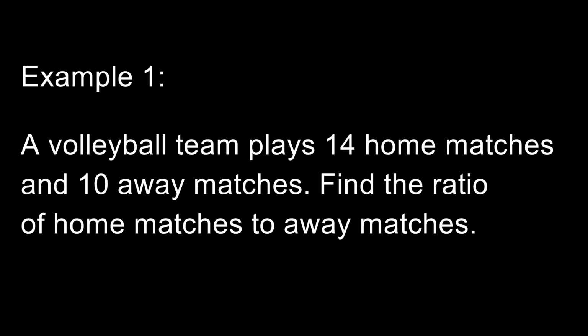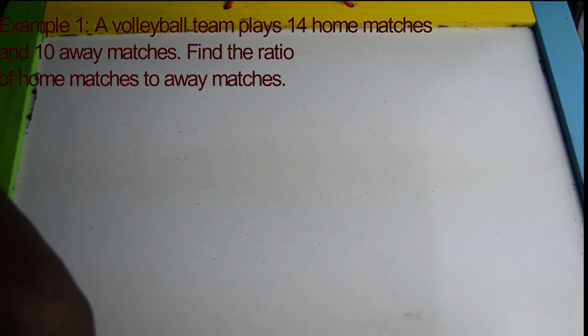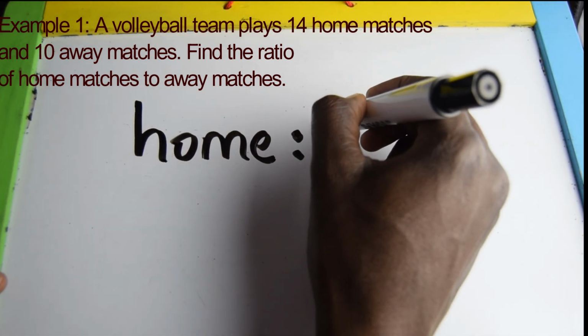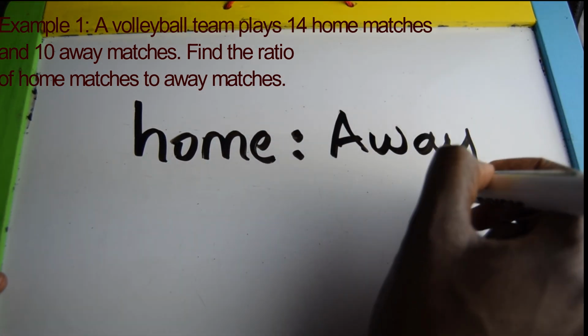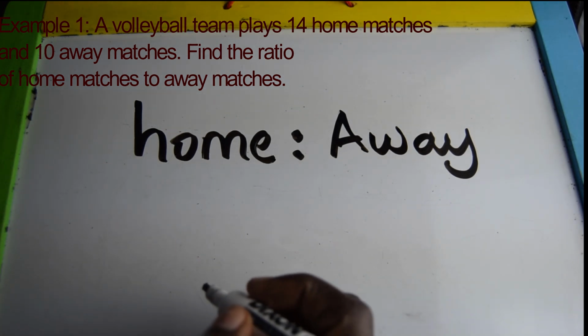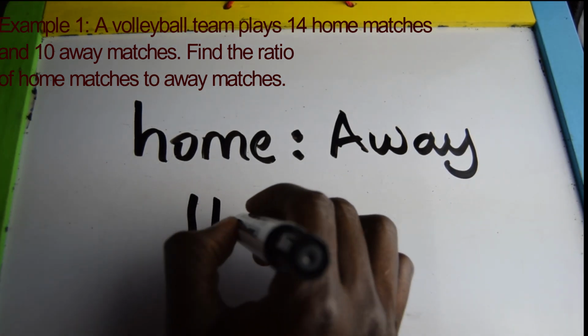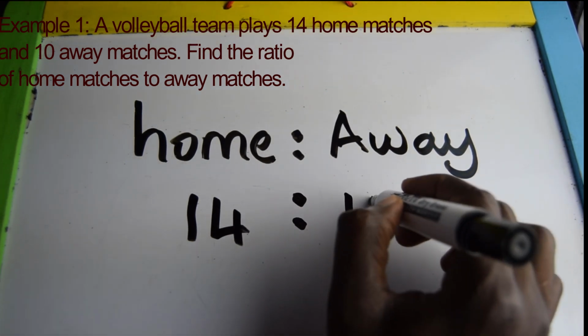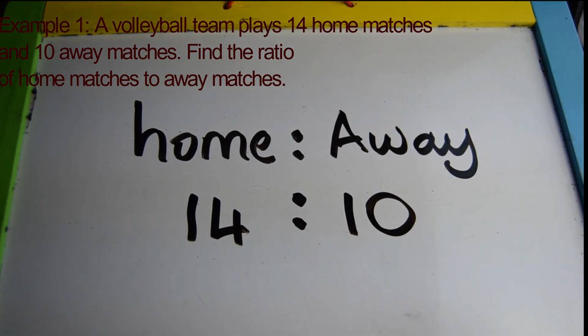A volleyball team plays 14 home matches and 10 away matches. Find the ratio of home matches to away matches. And what do you say? Home matches to away matches. And home matches are 14 and away matches are 10, so the ratio is 14 to 10.